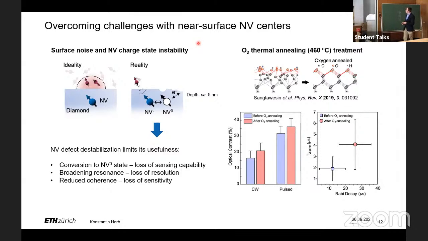And if you look at a variety of parameters, essentially doing EPR spectroscopy on the NV center, then you see that you increase and improve them. That is the optical contrast, but also the coherence times that you measure on the NV center. So now we have them a little bit more stable.